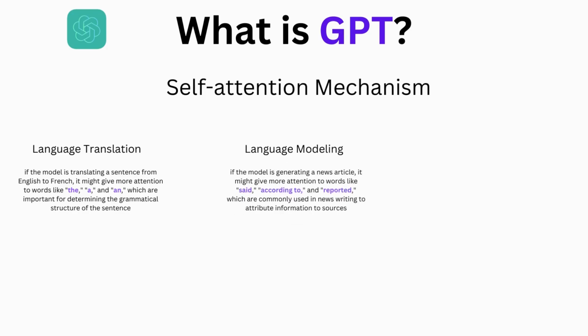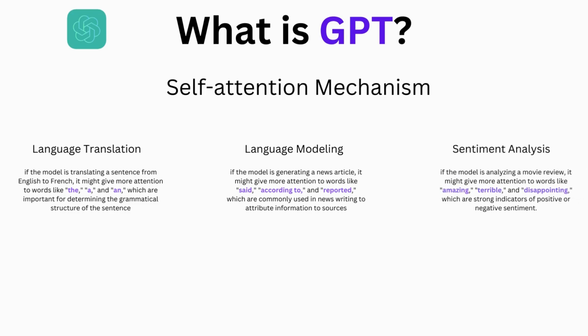When generating text that is similar to human-written text, self-attention mechanisms might allow the model to pay more attention to certain words or phrases that are important for capturing the style or tone of the text. For example, if the model is generating a news article, it might give more attention to words like "said", "according to", and "reported", which are commonly used in news writing to attribute information to sources.